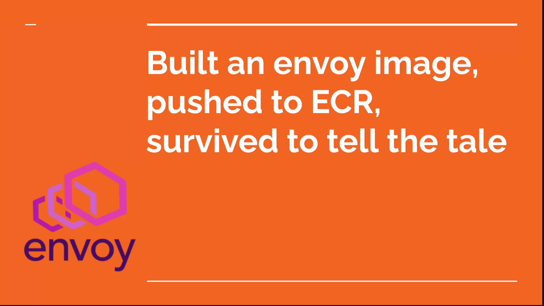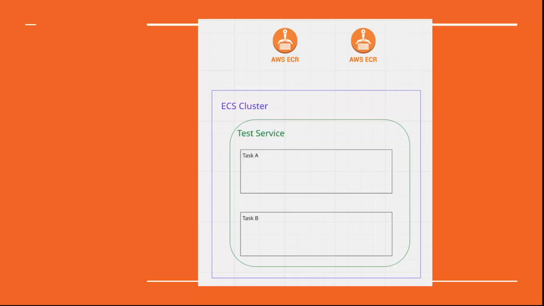Hi, in this video you will learn how to configure and build an Envoy image and push it to ECR. This operation will let you run a reverse proxy on your ECS task that will be encrypting traffic between the load balancer and ECS. So if you follow this tutorial, your infrastructure should be looking something like this.